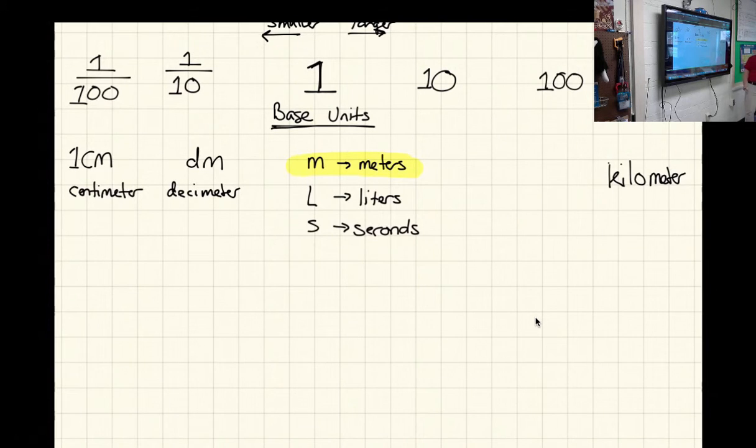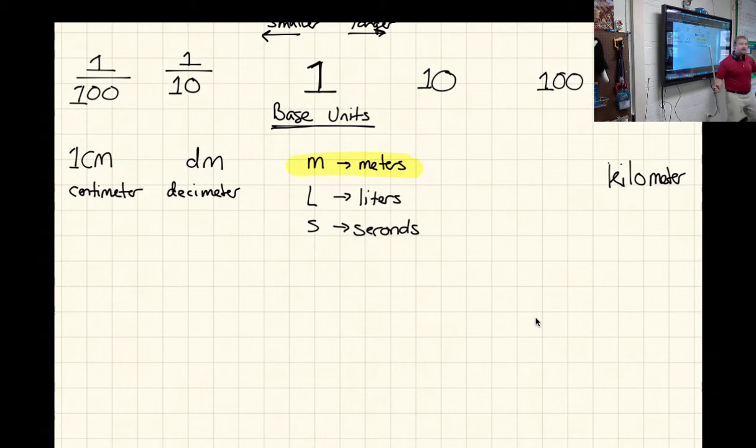That's awesome. Okay. So the metric system is designed to be easy, right? It's either dividing by 10 or multiplying by 10. It's meant to have these little words out front. So centimeter, decimeter, kilometer. We can do this for any one of our base units.